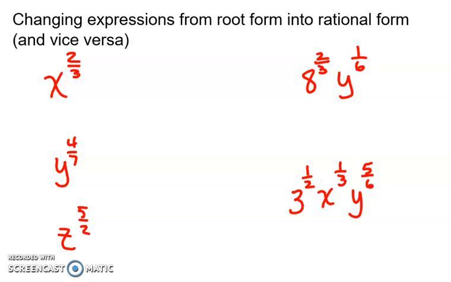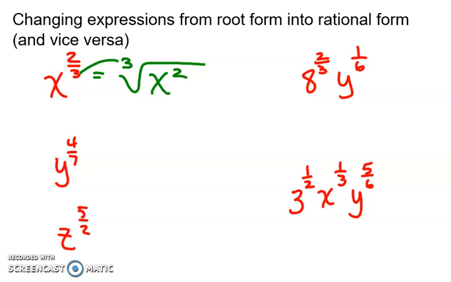We're changing rational form back to root form, so we're basically reversing the steps. On the outside of the radical goes the denominator of our fraction. And then under the radical will be x to the numerator, so in this case x squared. This is read the cubic root of x squared.